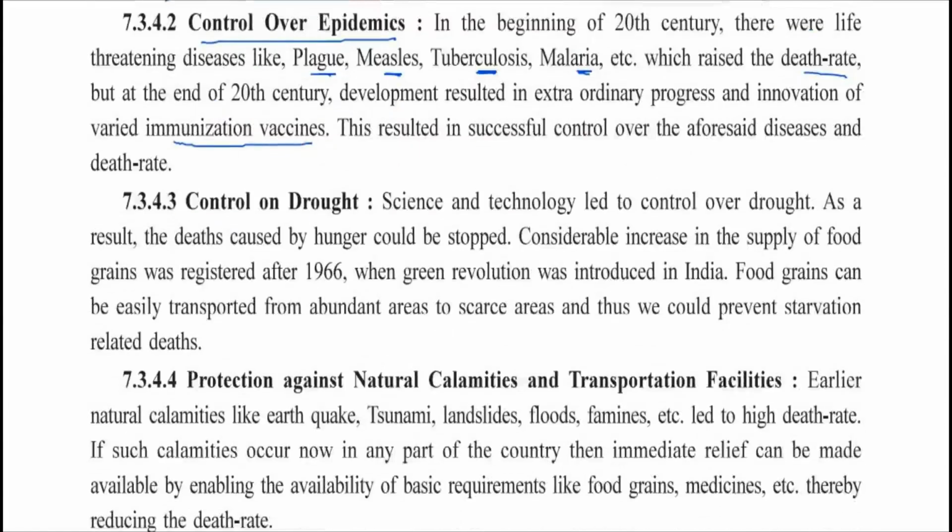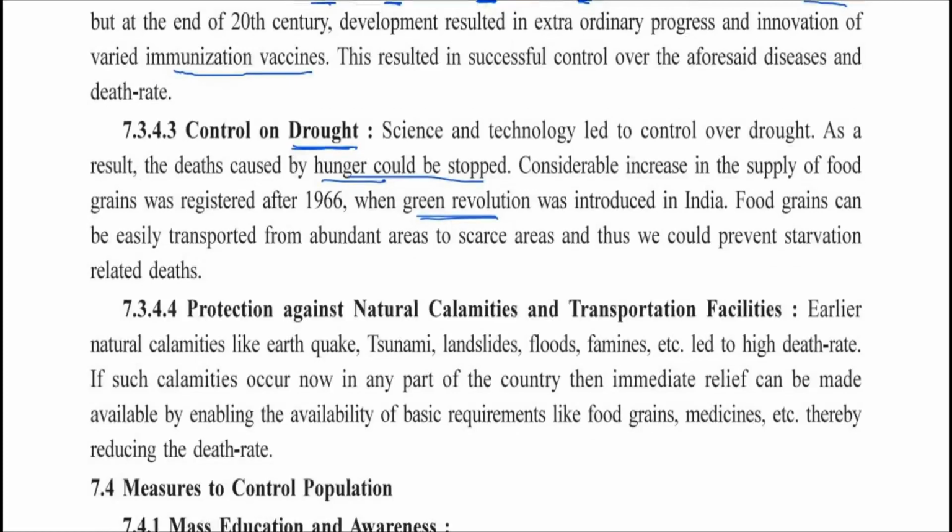There's a control on drought. Now, if there's no drought, no lack of water, then food grains are grown and hunger can be stopped. So we can grow a better food supply. A considerable increase in the supply of food grains was registered after 1966 due to the Green Revolution. And so what happens now? Today India is not in deficit of food grains. We are in surplus. So we have complete control over drought.